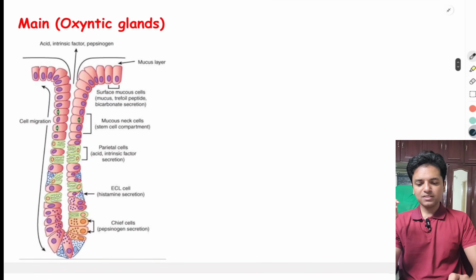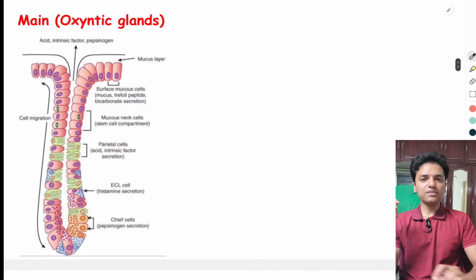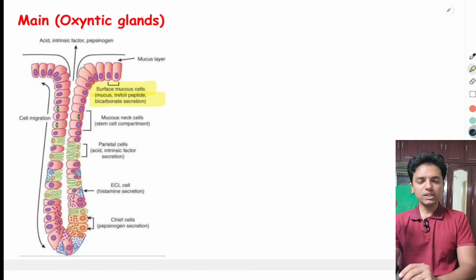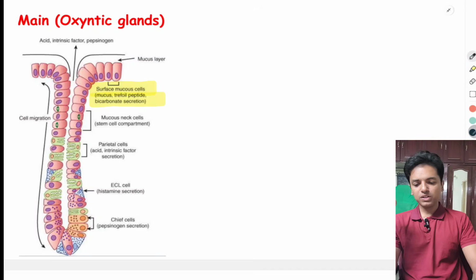So let's understand the structure of these main gastric glands, also called the oxyntic glands. These main gastric glands are lined by many different types of cells. The first type of cell is called the surface mucus cell, and this surface mucus cell is going to secrete the mucus.